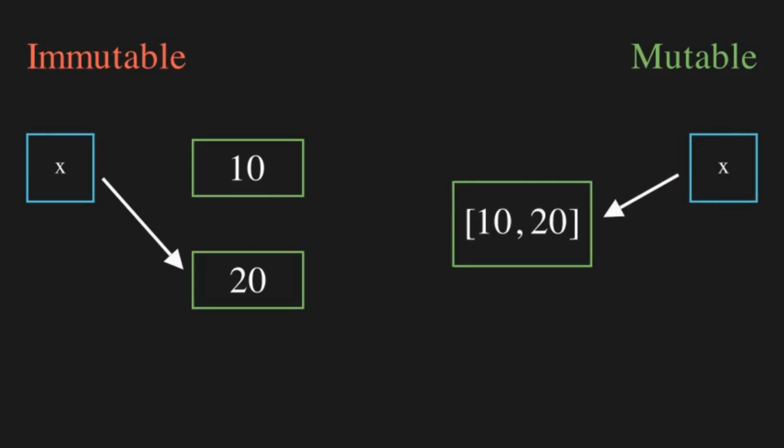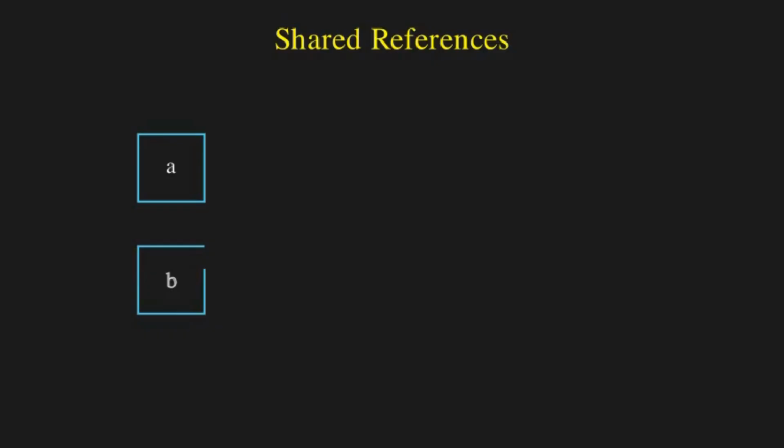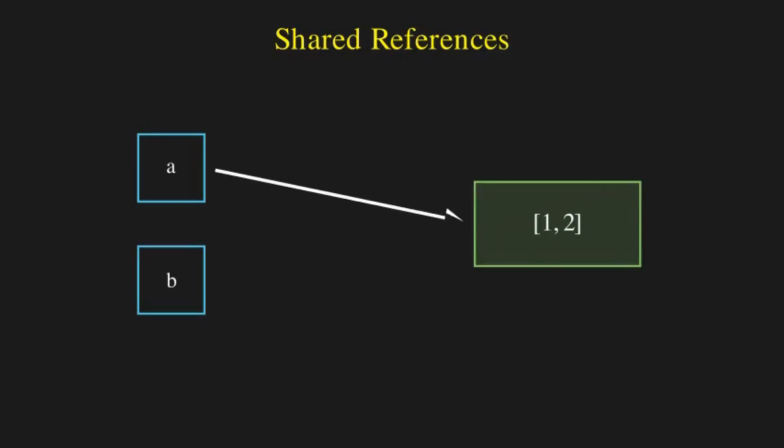Next, we will see shared references. Sometimes two variables can point to the same object in memory. So if you change one, the other may also change.